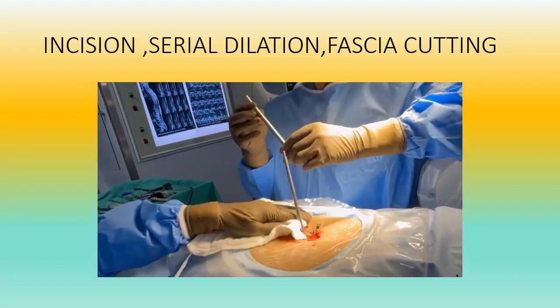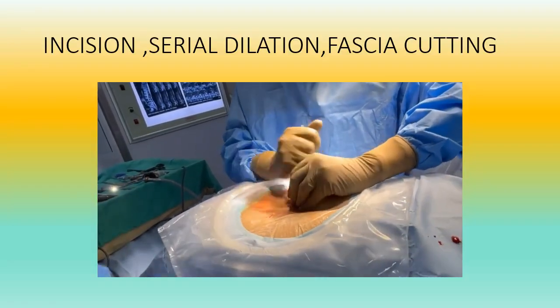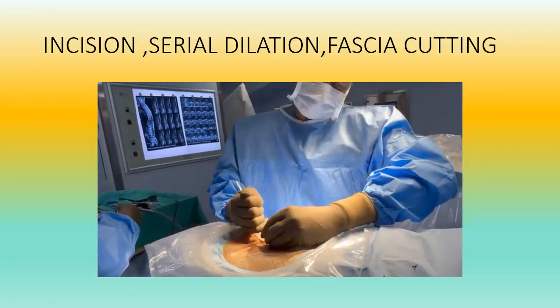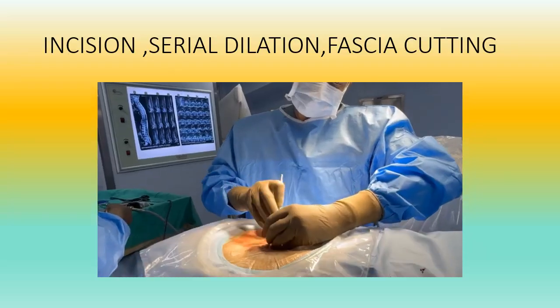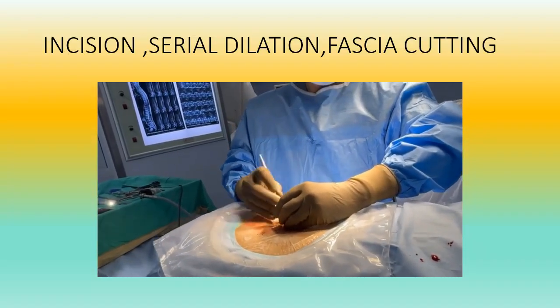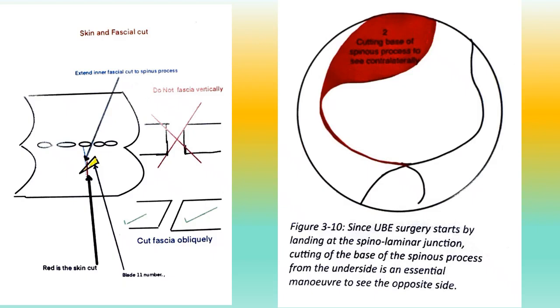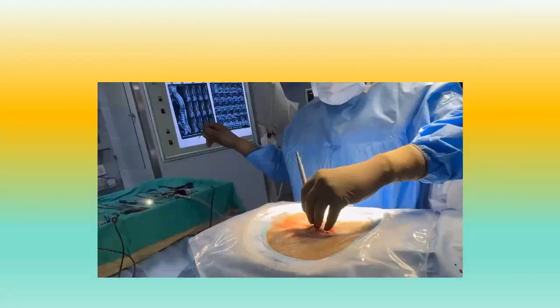While doing this, you can feel the lamina and the facet joint. Never proceed if you don't feel bone. Bone is your friend, so always be careful that you are on the bone. This is how we divide the fascia after the spinous process. And after this, we put all the dilators.